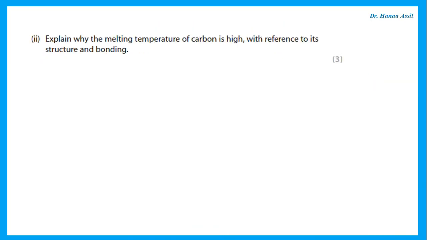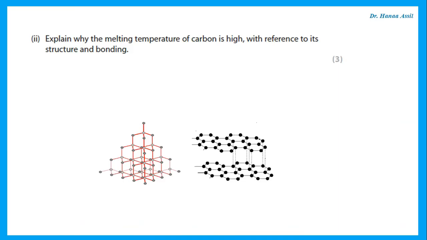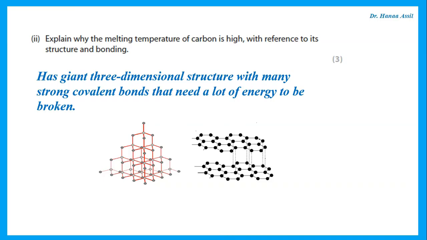Explain why the melting temperature of carbon is high with reference to its structure and bonding. We know that carbon can either be diamond or graphite. Now, why is it very high? And actually group 4 is the highest melting temperature in the period. Why? Because it has giant 3-dimensional structure with many strong covalent bonds that need a lot of energy to be broken.